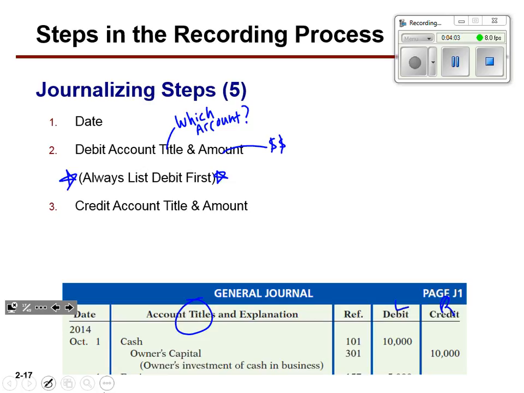So the first thing we do is date. The second thing we do is the debit, title, and amount. The third thing we do is credit, title, and amount. Let's stop and put like a number 1 right there, a number 2, and a number 3. So you can see it physically.